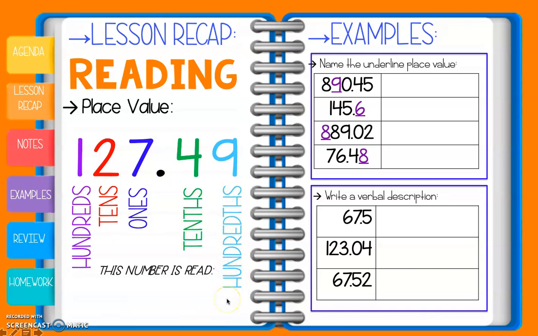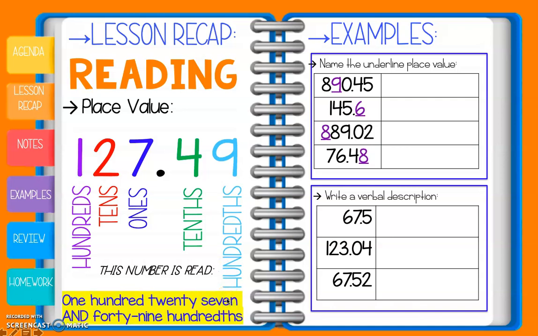So this number is read 127 and 49 hundredths. So we read our regular number just like we've known how to for quite some time, 127. The decimal point is always our "and," and then this is a 49 and it ends in the hundredths place, so it's 49 hundredths. Okay, so let's take a look at some examples.